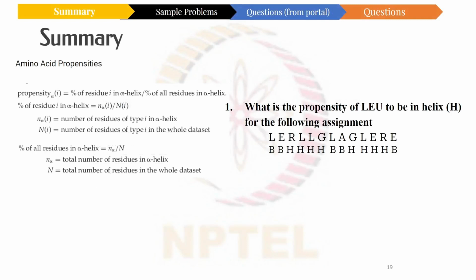So next question is, what is the propensity of leucine to be in the helix? The propensity value is calculated as the percentage of residue I in helix divided by the percentage of all residues in helix. The percentage of residue I in helix is the number of residues of type I in alpha helix, denoted by H here, divided by the total number of residues of type I in the whole data set. Similarly, the denominator, the percentage of all residues in helix, is the total number of residues in helix divided by the total number of residues in the whole data set.